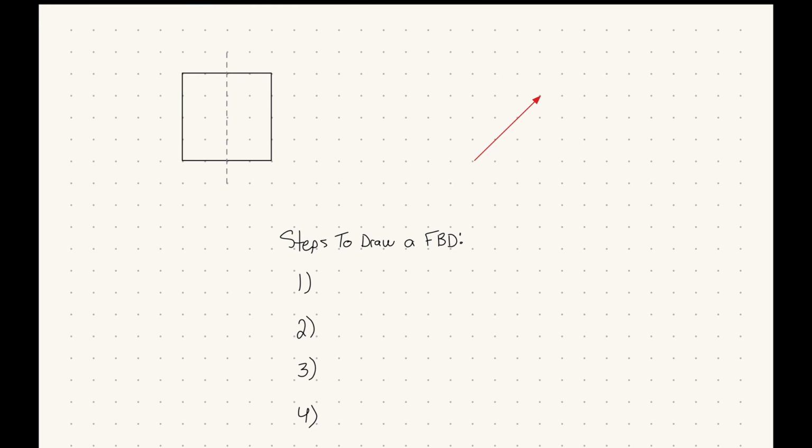And welcome back to another statics lecture. In today's lecture, we're going to cover the steps to draw a free body diagram, as well as introduce the equilibrium equations. Let's get started.